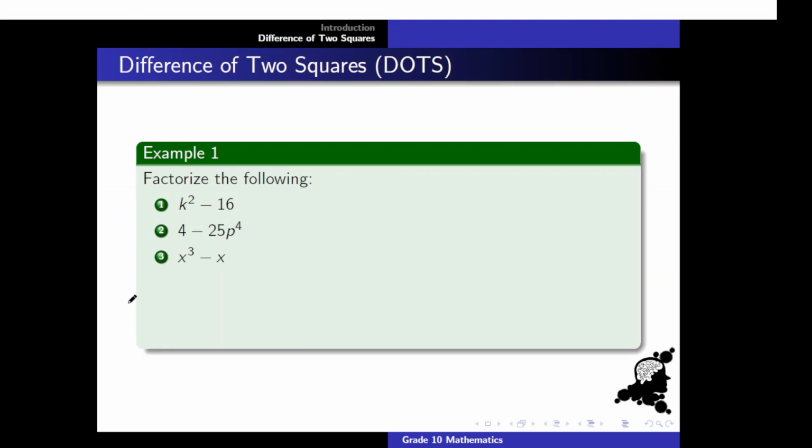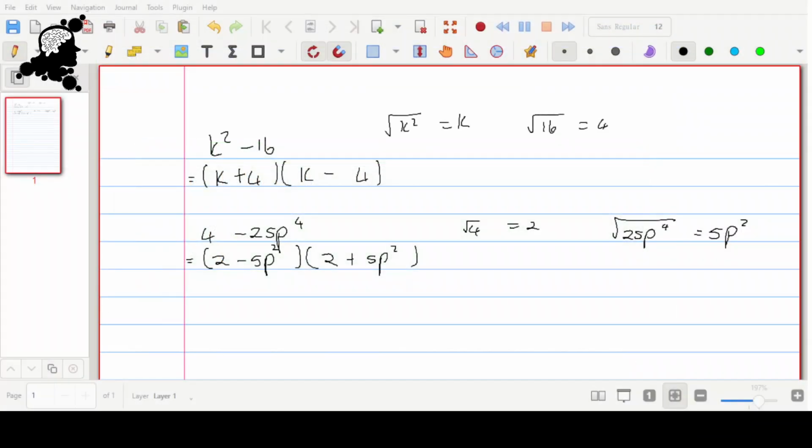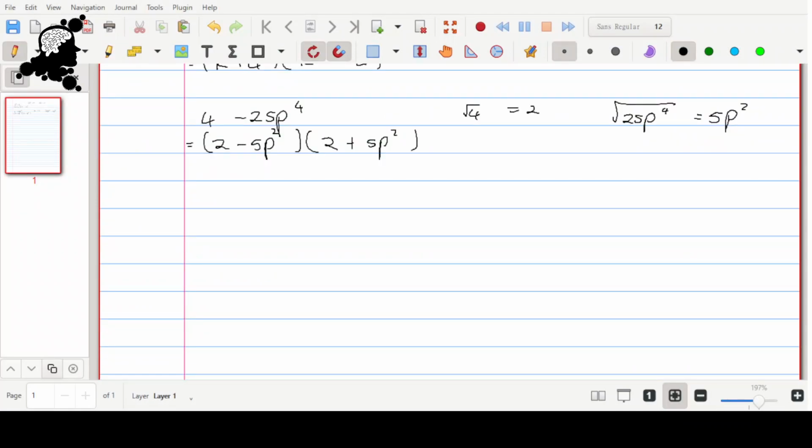So in the next question, we have x cubed minus x. Interesting one. So let's scroll down for some room. We have x cubed minus x. Looking at this, do we have two terms? Yes, we do. Are they perfect squares? Well, no, they're not. But now let's check, do we have a common factor? Yes, our common factor is x. So let's put x outside of the bracket. And now let's do our common factor factorization.